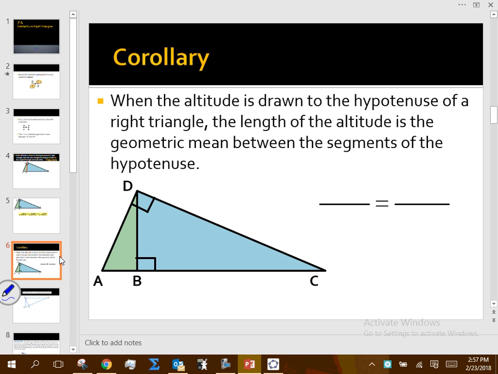It says when the altitude is drawn to the hypotenuse of the right triangle. So you have to meet that condition. If it's not a right triangle, you can't do this. Okay? If we're not drawing to the hypotenuse of the overall right triangle, you cannot do this. You have to meet that.